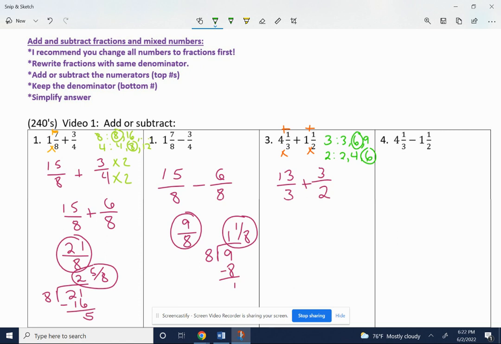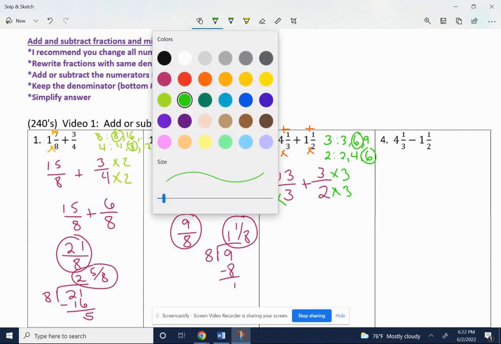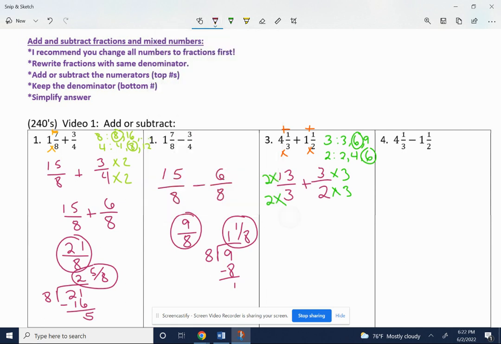To make the 3 in the first fraction a 6, I have to multiply by 2, so I have to multiply the top by 2. To make the 2 in the second fraction denominator 6, I got to multiply by 3, so I have to multiply the top by 3. So I end up with 26 over 6 plus 9 over 6. So now we just add 26 and 9. 35 over 6.